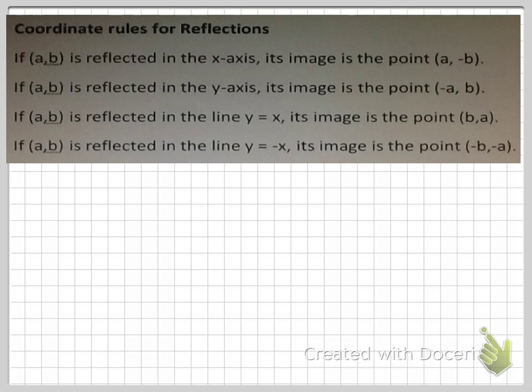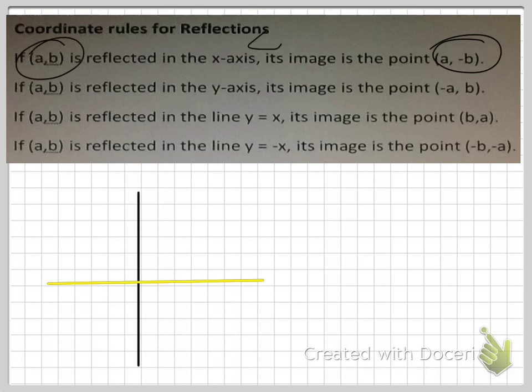So if (a, b) is reflected in the x-axis, its image is the point (a, -b). So what that means here, let me get this going here. This might take me a moment. Please bear with me. But if you have, say, this plane here, x and y coordinates, then if (a, b) is reflected in the x-axis, which is that, then its image is the point (a, -b). Okay? So if it was, say, (4, 2), right? For example, it was (4, 2), and it's reflected in the x-axis, then the point becomes (4, -2). Okay?